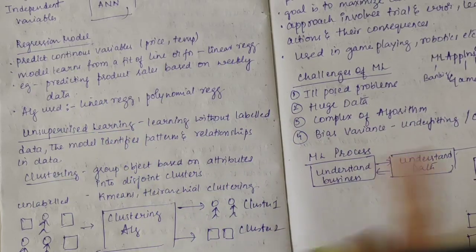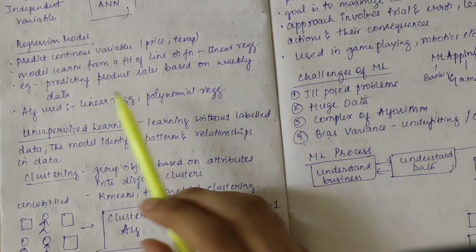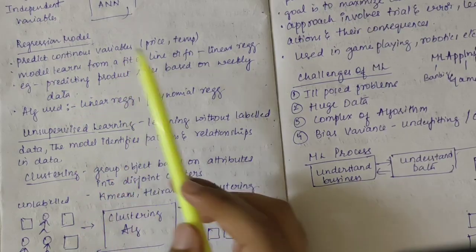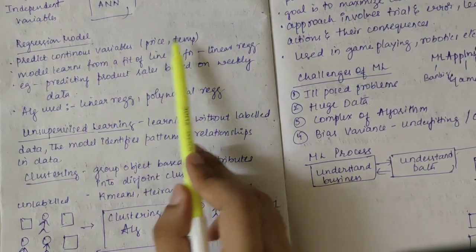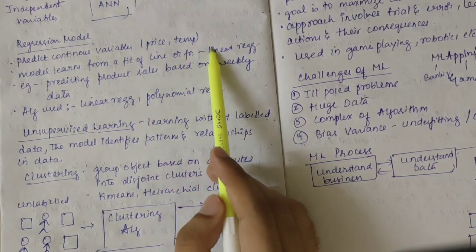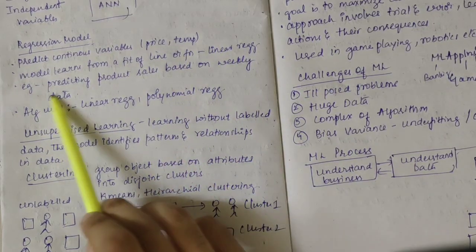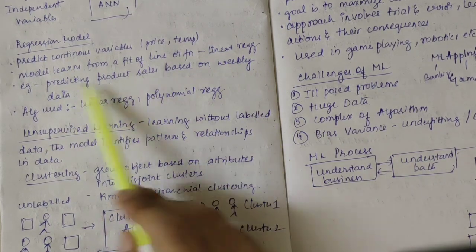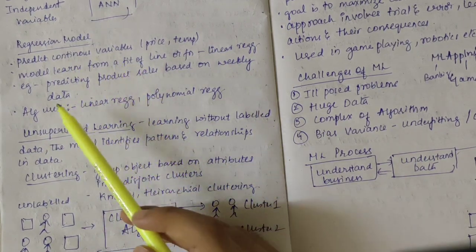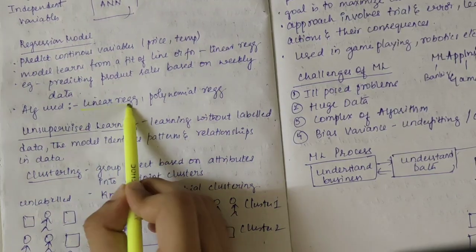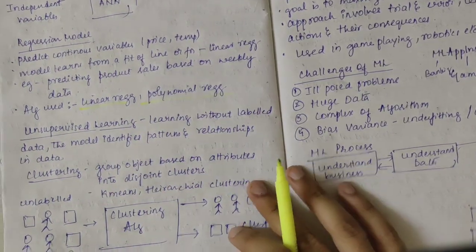So it creates a regression tree. In order to generate a regression tree, we make use of a regression model. It predicts continuous variables like price and temperature. The model learns from a fit of a line or function, that is, through linear regression. Predicting product sales based on weekly or monthly data comes under continuous variables, right? So we make use of a regression model here. The algorithms used here are linear regression, polynomial regression, and so on.